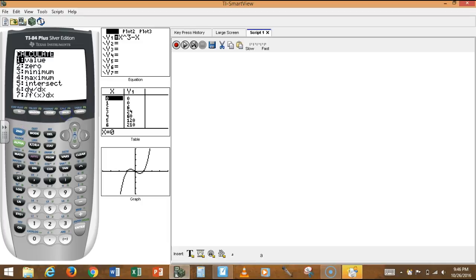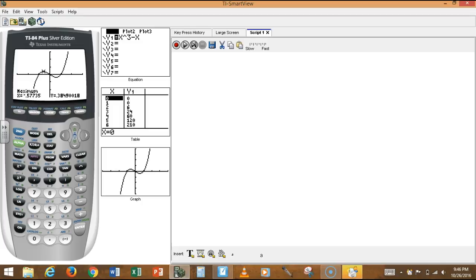Next, if I go second calculate and push number 4, I can find that local maximum value. So if I arrow over to the left to determine my left bound, push enter. Now if I go find my right bound to the right of that maximum value, push enter, push enter one more time to get my guess, and I get an approximation of -0.58 and a y value of 0.38.